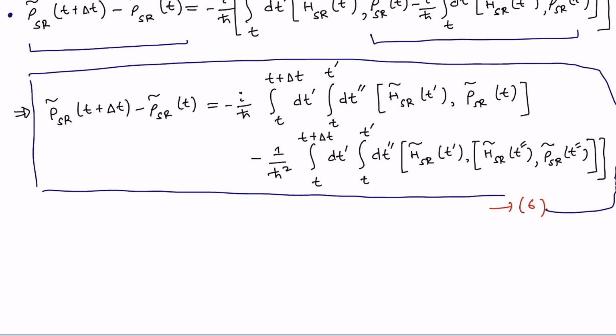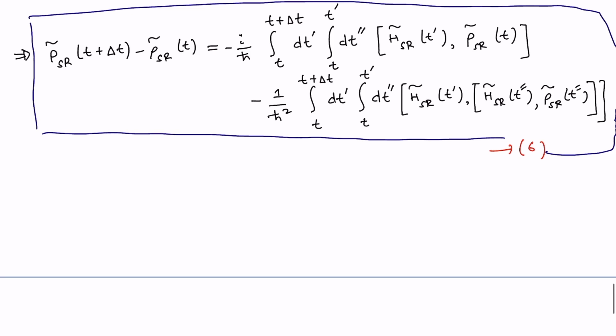This is the difference of the density matrix for the combined state of the system and the reservoir at time t plus delta t and time t in the interaction picture. But we are interested in the density matrix for the system only, so we have to trace out the reservoir, and to do that we have to take the trace over the reservoir on both sides of this equation number 6.